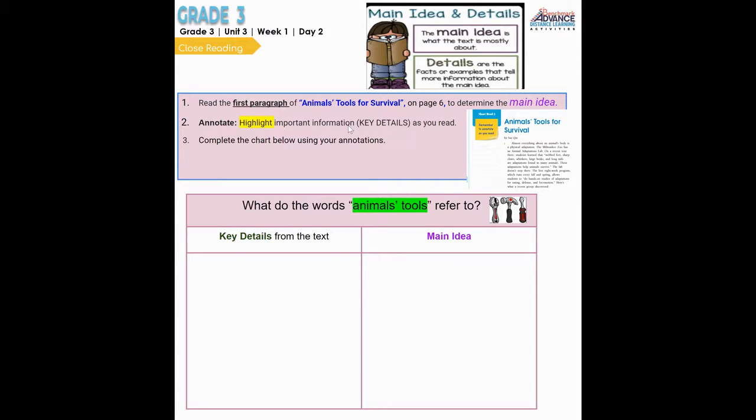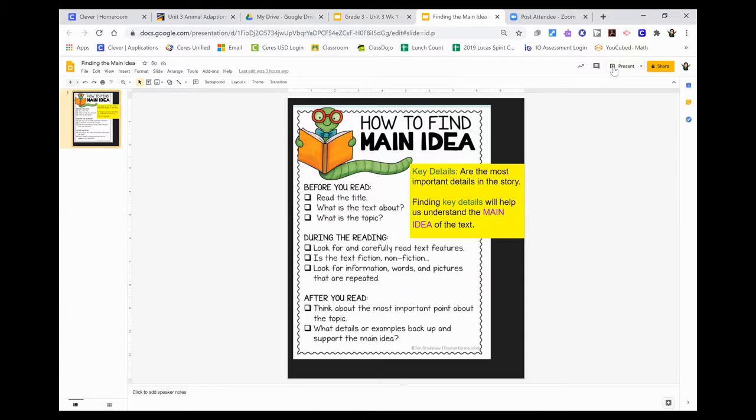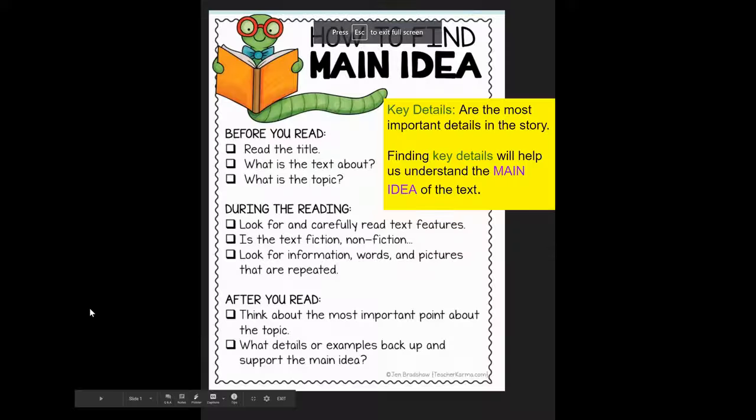So as we read, we will highlight key details and we will come back to our chart, type in our key details, and from there determine our main idea. So before we go ahead and do that, let's go back and see, how do we find the main idea of the text? Well, prior to reading a text, we need to make sure we read the title and subheadings, and that way we can see if we can figure out, what is this text about?